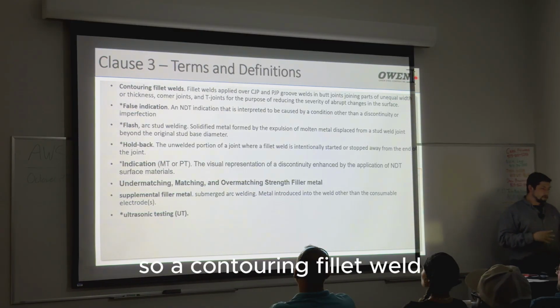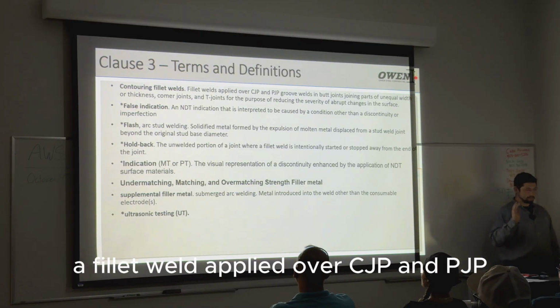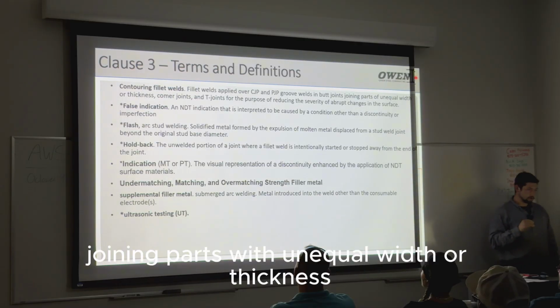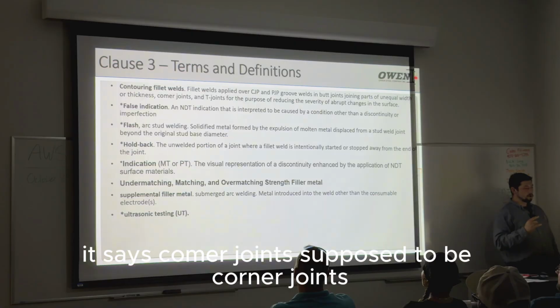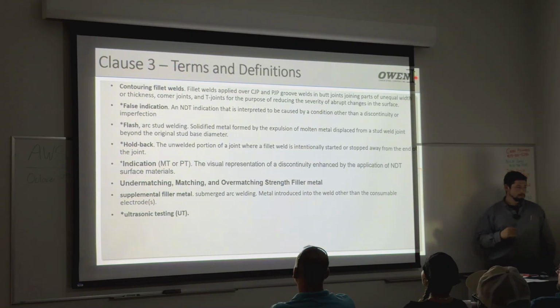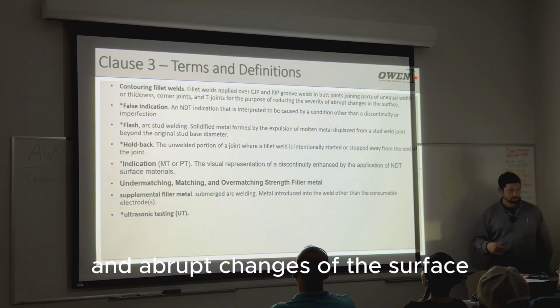So, a contouring fillet weld: a fillet weld applied over a CJP and PJP groove weld and butt joints joining parts with unequal width or thickness. It says comer joints. It's supposed to be corner joints. For the purpose of reducing severity and abrupt changes of the surface.